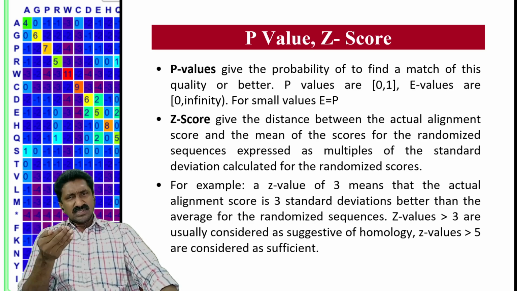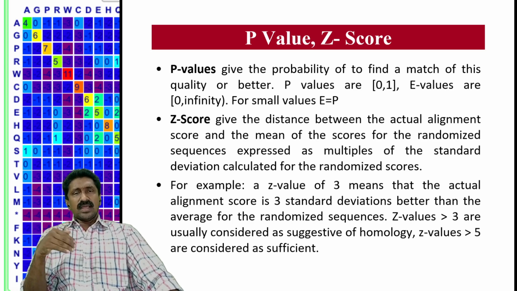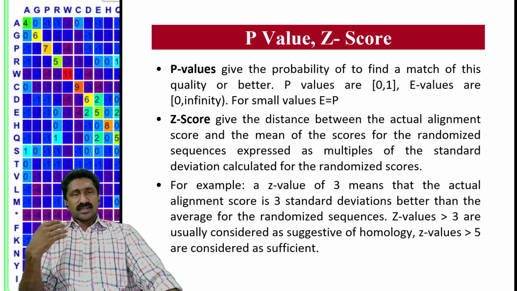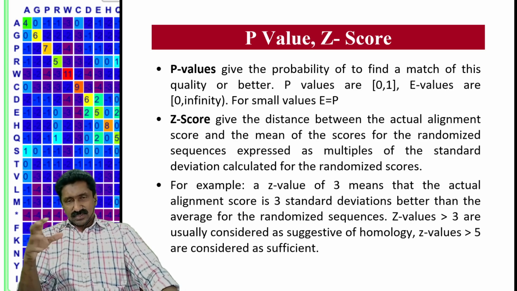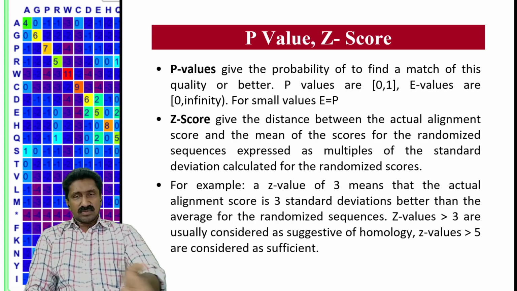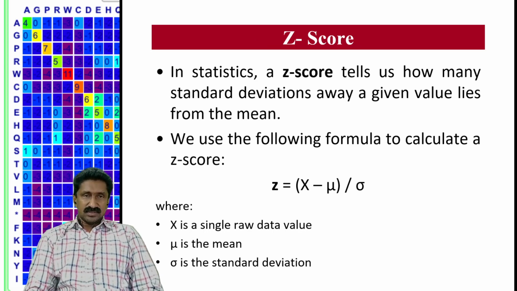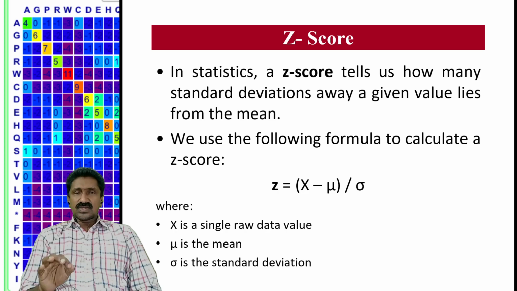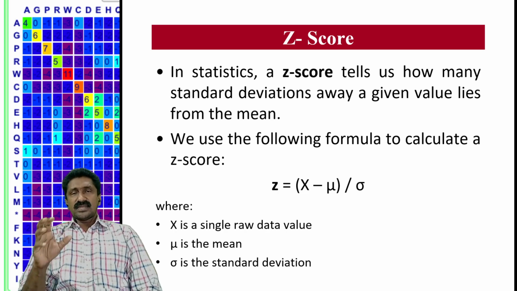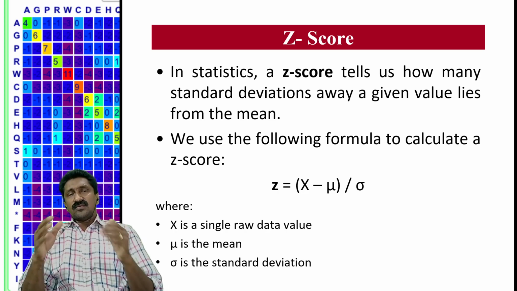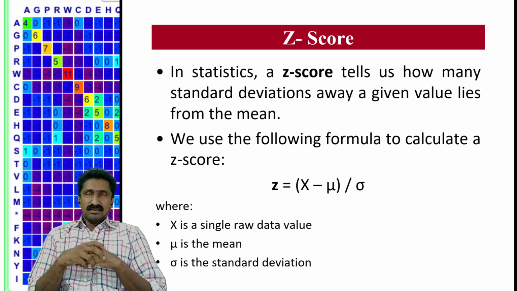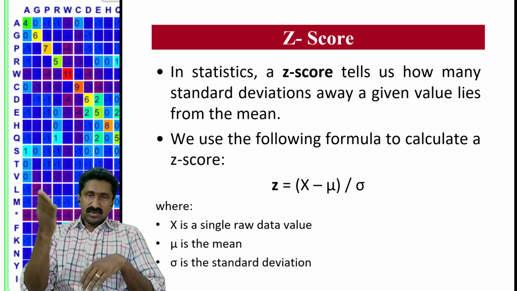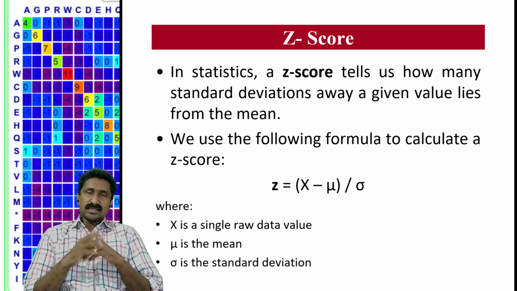The z-score gives the distance between the actual alignment score and the mean of the scores for the randomized sequences, expressed as multiples of the standard deviation calculated from the randomized scores. So that's some statistical explanation. Anyway, I'm not going into that region. In statistics, z-scores tell us how many standard deviations away a given value lies from the mean. Usually, for every statistical result, you can have a mean or a normal line that can be drawn.